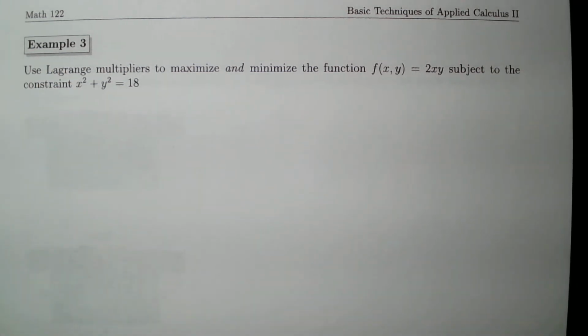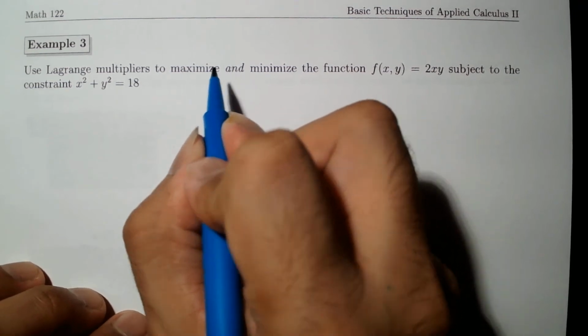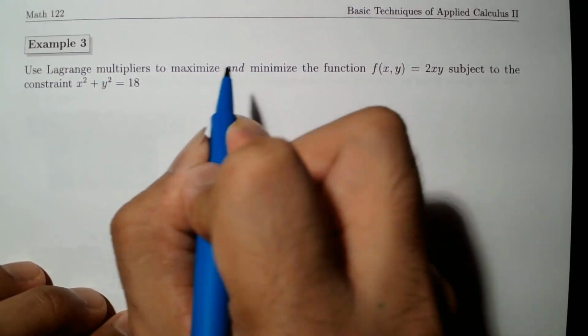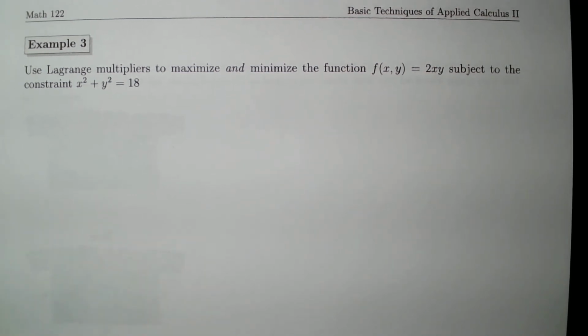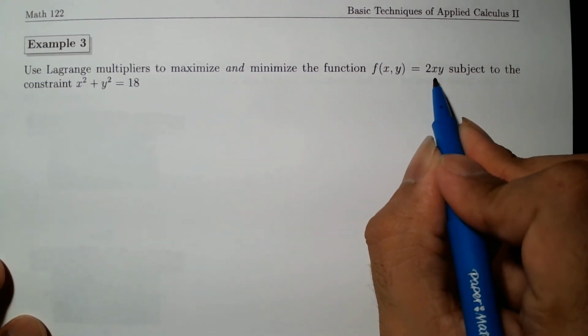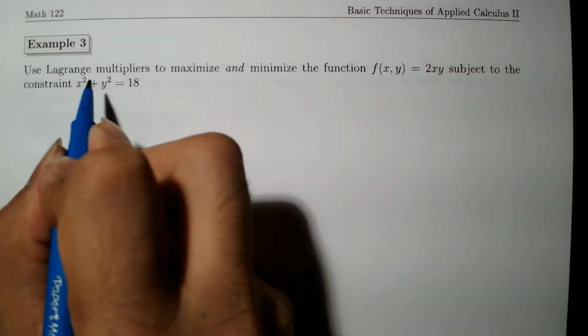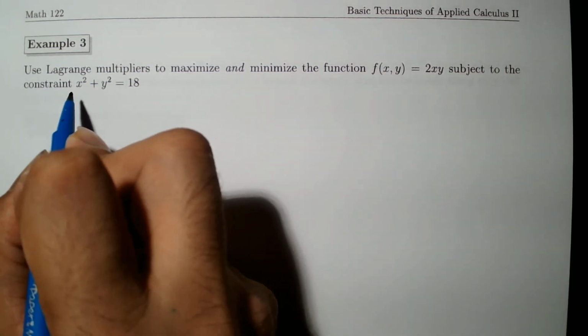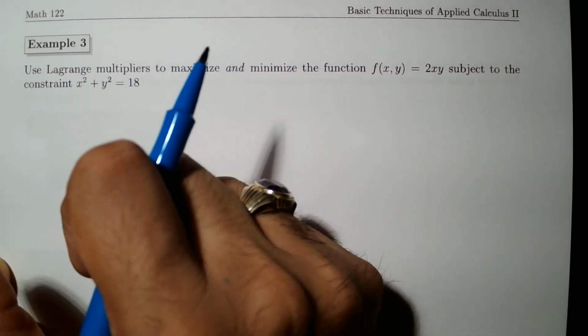So in this case, use Lagrange multipliers to maximize and minimize. Oh, this sounds like we are going to have more than one critical point, and we are going to find all of them. Okay, so for the function f of x, y equals 2xy, which is the objective function, subject to the constraint x squared plus y squared equals 18.